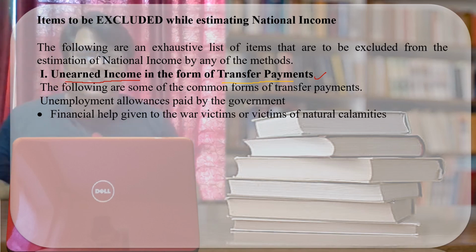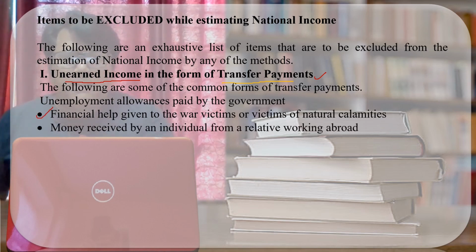First is financial help given to the war victims. Always remember the financial help given to the war victims is not considered. Why? Because this is money given to the war victim without rendering any service. So it is a transfer payment and nothing else. It is unearned income.